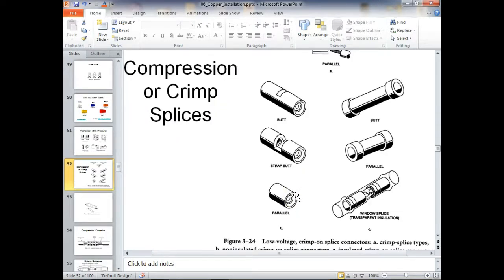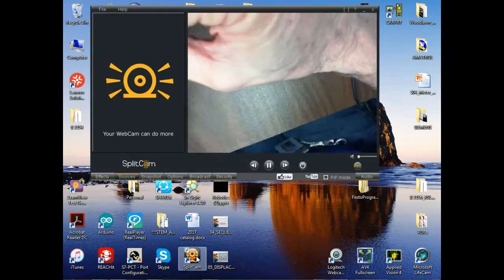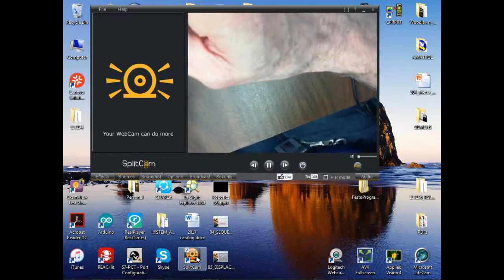These are compression or crimp splices. Some of them are not insulated, some of them are. The ones we have are insulated, and they'll have a jacket around them. On the insulated ones, the jacket will indicate the gauge of the wires that you can splice together, right? We call these butt splices. Why do we call them butt splices? Yeah, the wires actually butt together.